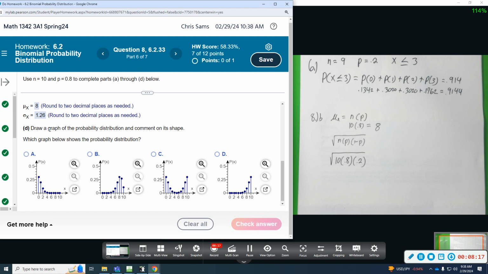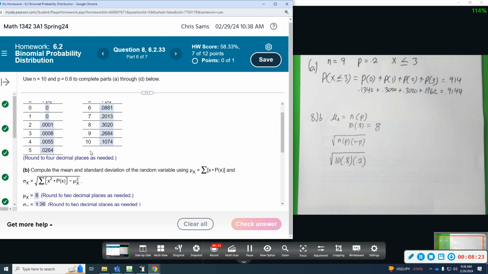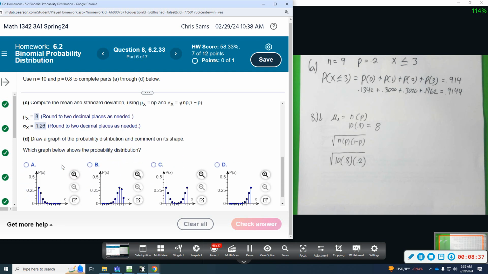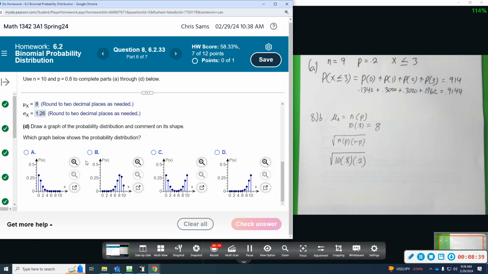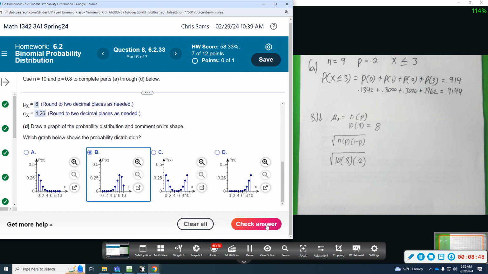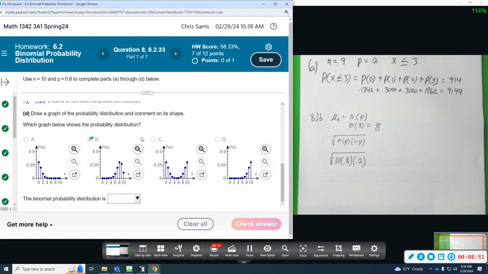Number 6, we want to draw the graph of the probability distribution and comment on the shape. We talked about in the text, when you have a high probability, it's going to be skewed to the left. If we were to draw this graph, you see how it's low, low, low, all low probabilities, slowly increasing and getting higher. That tells you the trend is going to be low, tick up, and then go back down. So B is the one that would match, especially if you were to trace and draw those lines up. The binomial distribution is skewed to the left, with a low tail.